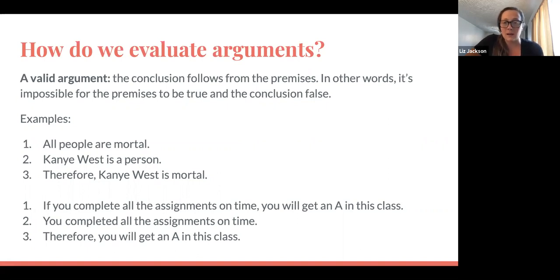So the second argument can be valid because all it means is if the premises are true, then the conclusion is true. But that doesn't mean that the premises are true. So you could almost pretend the premises are true and then think about, if those are true, is the conclusion true? That'll tell you if it's valid. But the question of whether the premises themselves are true, that's not what validity is about.